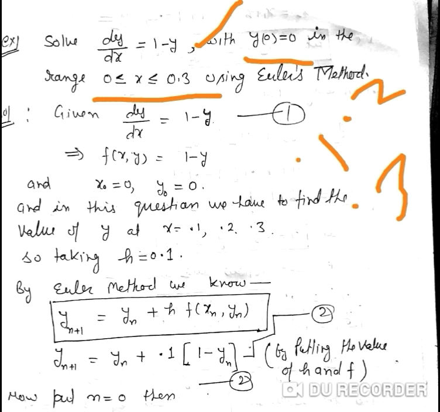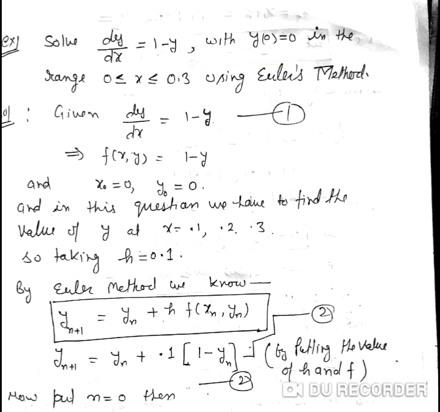ठीक है, so this is f(x,y), the value of f(x,y) is equal to this, and the initial conditions are x0, y0. ठीक है, and in this question we have to find the value of y at 0.1, 0.2, 0.3. ठीक है, taking h is equal to 0.1. Why do we take h is equal to 0.1? We see that the difference of the values of x is 0.1, so we take h is equal to 0.1.